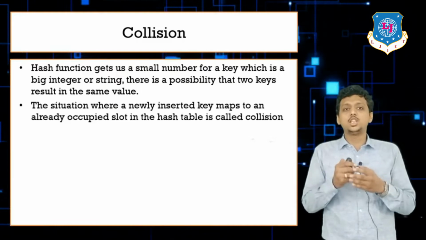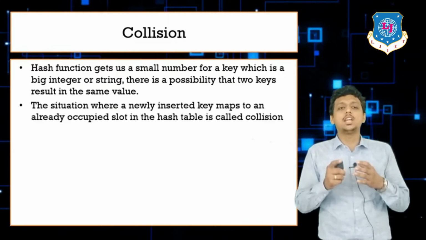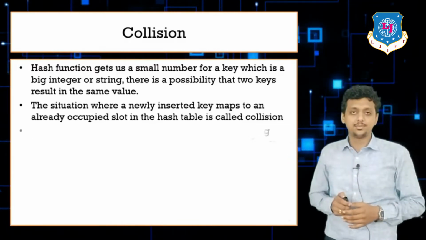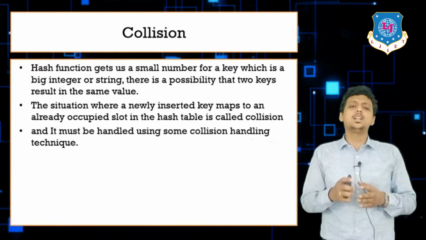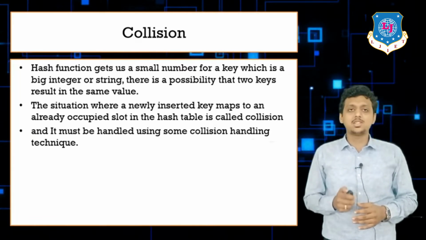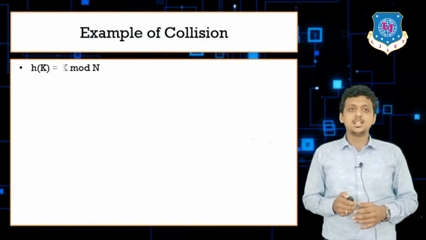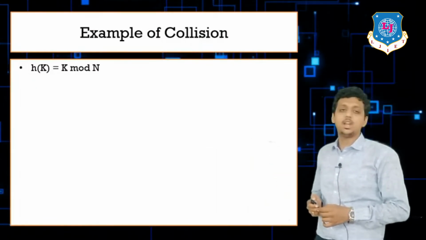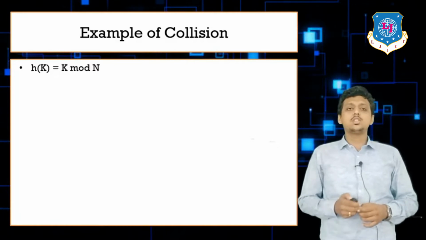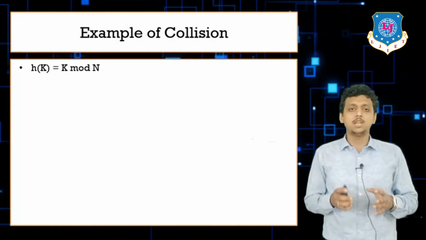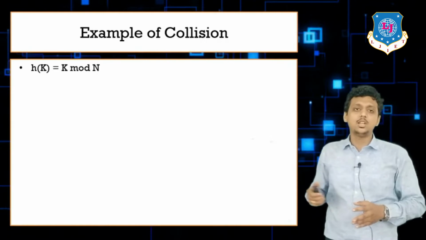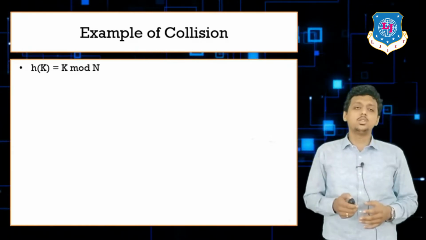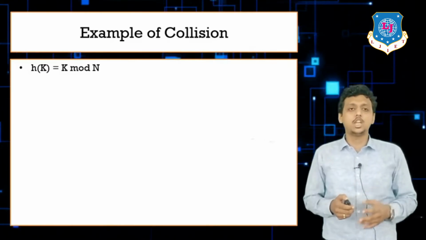The situation where the newly inserted key maps to an already occupied slot in the hash table is known as collision. Okay, so it must be handled by collision resolution techniques. But first understand an example of the collision. Here my hash function is h of k equals k mod n. This hash function is very common, and I usually prefer it only because it is very easy to calculate the values from this function.